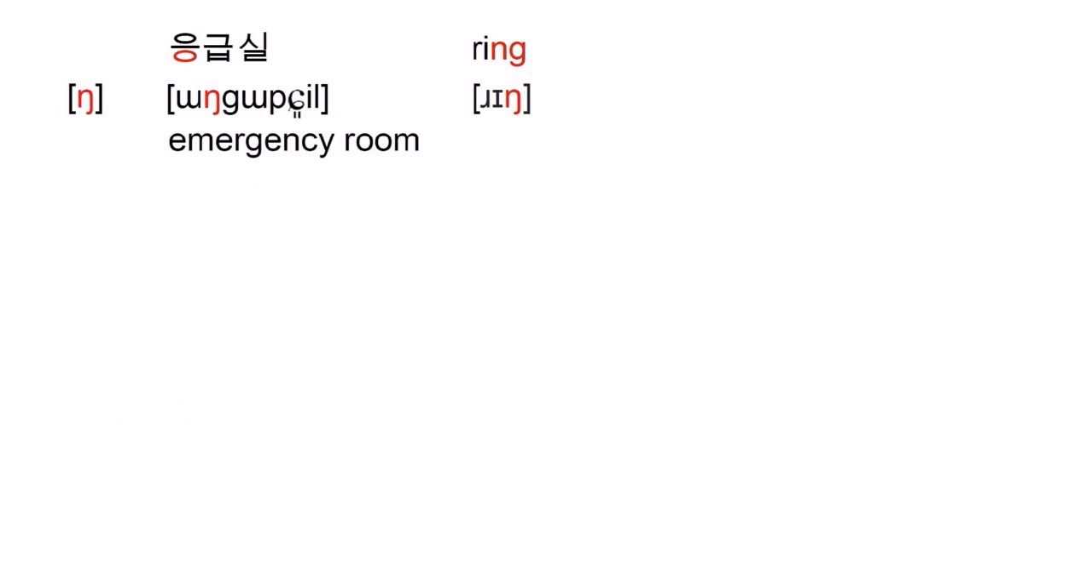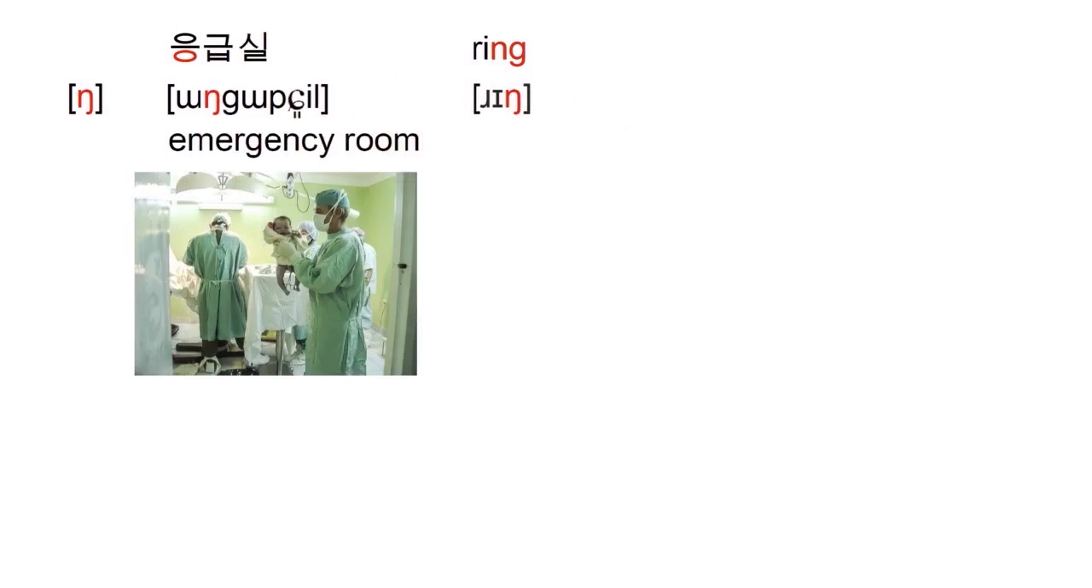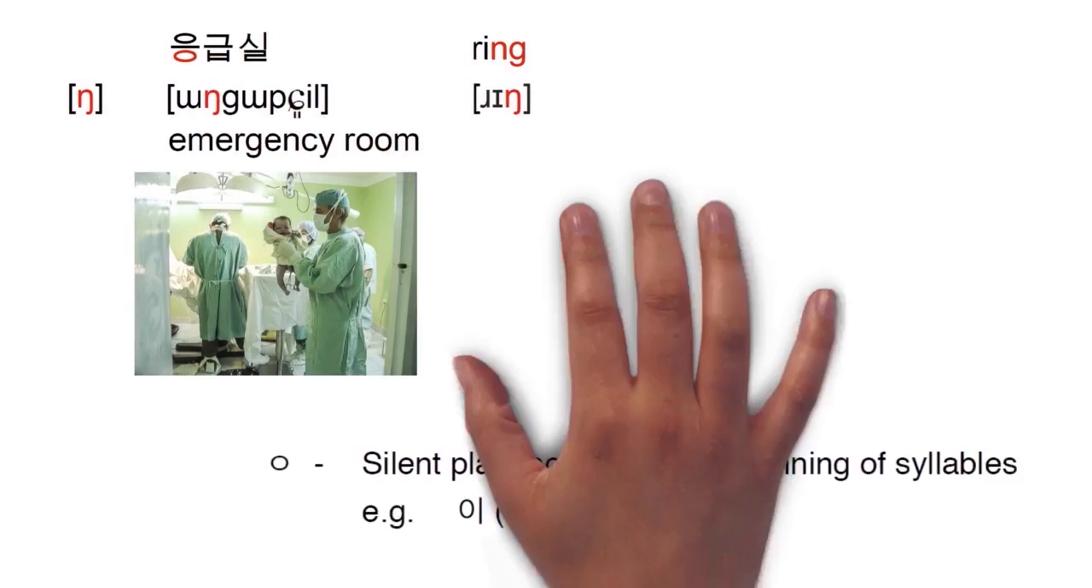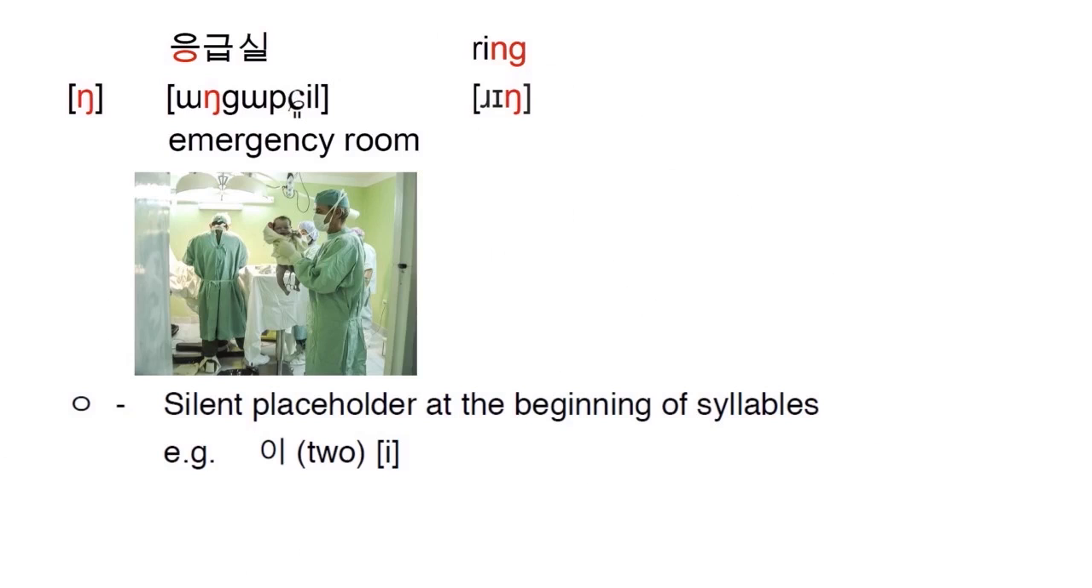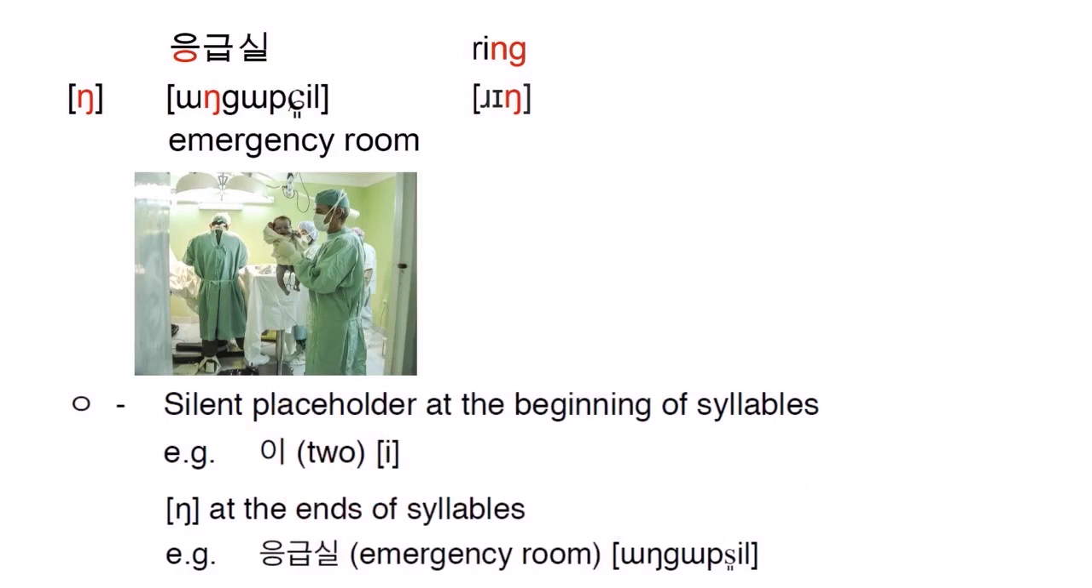And then comes as in Korean's 응급실, and English's ring. This is an N produced with the back of your tongue instead of the front. You might notice that the letter that Korean's using for this is a circle. We talked about that circle in the first video as a placeholder letter. Basically, the way this works is that if you see that letter in the beginning of a syllable, it's silent and it acts as a placeholder. But if it's at the end of a syllable, then you'll pronounce it as this back N.